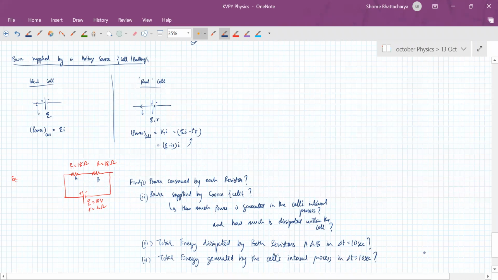So you'll see the answer to the fourth part should be greater than the answer to the third part, because some amount of the energy generated by the cell is getting dissipated internally within the cell. How do we know that? Because the cell has internal resistance. Only if it had been an ideal cell, then that would not have been happening. Whatever energy is generated by the cell would have been available to the two resistors A and B. But now in the case of a real cell, less than that energy is available to the two resistors outside, because it has internal resistance. So the cell itself is dissipating some of the energy that it generates.